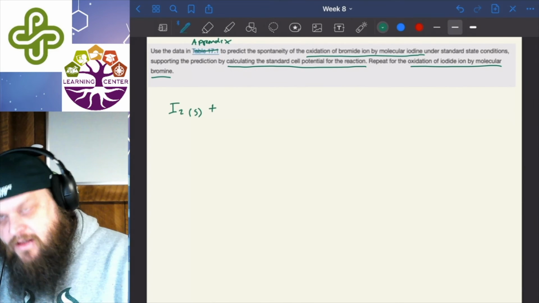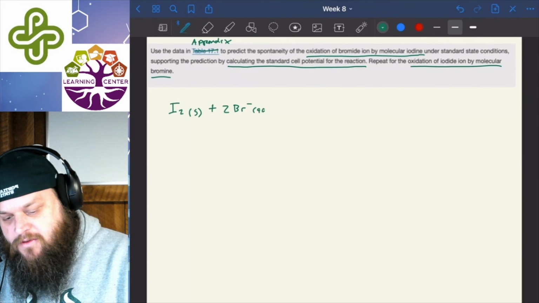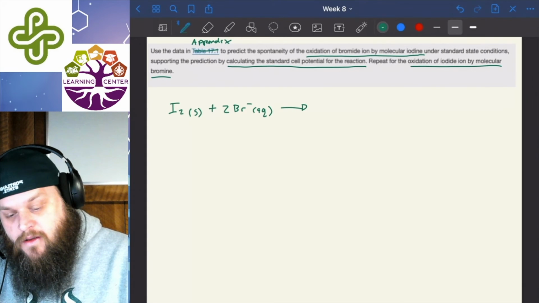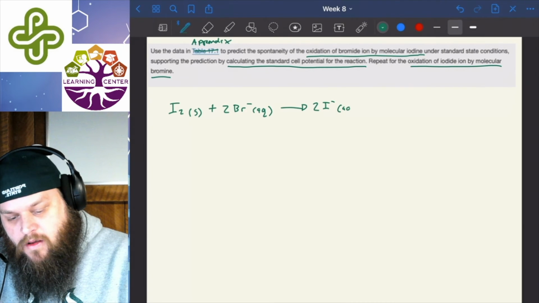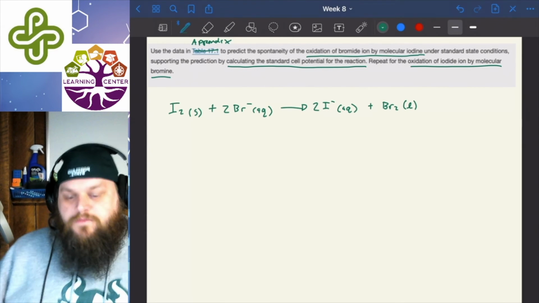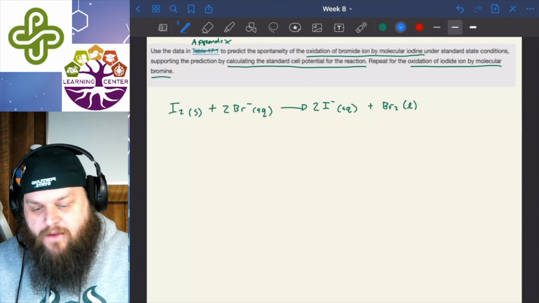So we're going to add to that 2 Br minus in aqueous solution, so bromide ions. That's going to produce 2 iodide ions, I minus aqueous, plus Br2 liquid. So that's our reaction, and these are the half reactions that we're going to have in there.